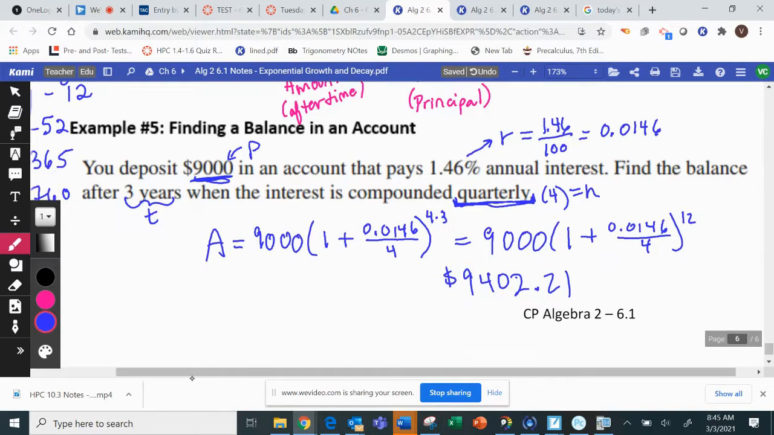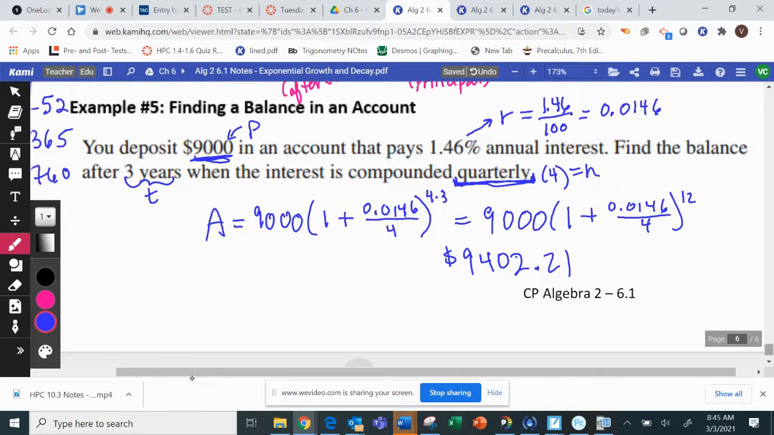Now here's two more things that people don't quite understand vocabulary wise. There's the word balance, and then there's the word interest. This one asks for the balance, but I will find both so you can see what both are. So the balance is how much is in the account. The balance is now 9402.21. The balance is the A amount.